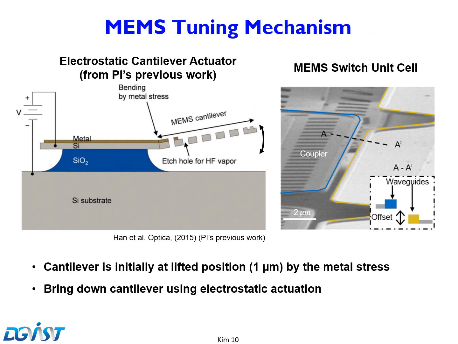This slide shows details of the working mechanism of our MEMS actuator. We utilize an electrostatic cantilever-type actuator, which is shown in the left figure. The cantilever is initially lifted about 1 micrometer. The cantilever is brought down by the electrostatic force between the cantilever and the substrate when bias voltage is applied.